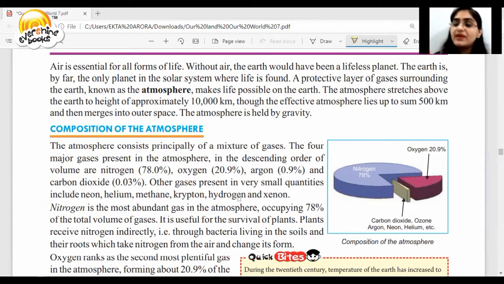Number one is nitrogen, which is in huge quantity, consisting of 78% of the atmosphere. Then comes oxygen, 20.9%, then argon and carbon dioxide. There are other gases also, but they are in very small quantity. Nitrogen is the most abundant gas in the atmosphere, occupying 78% of the total volume of gases.